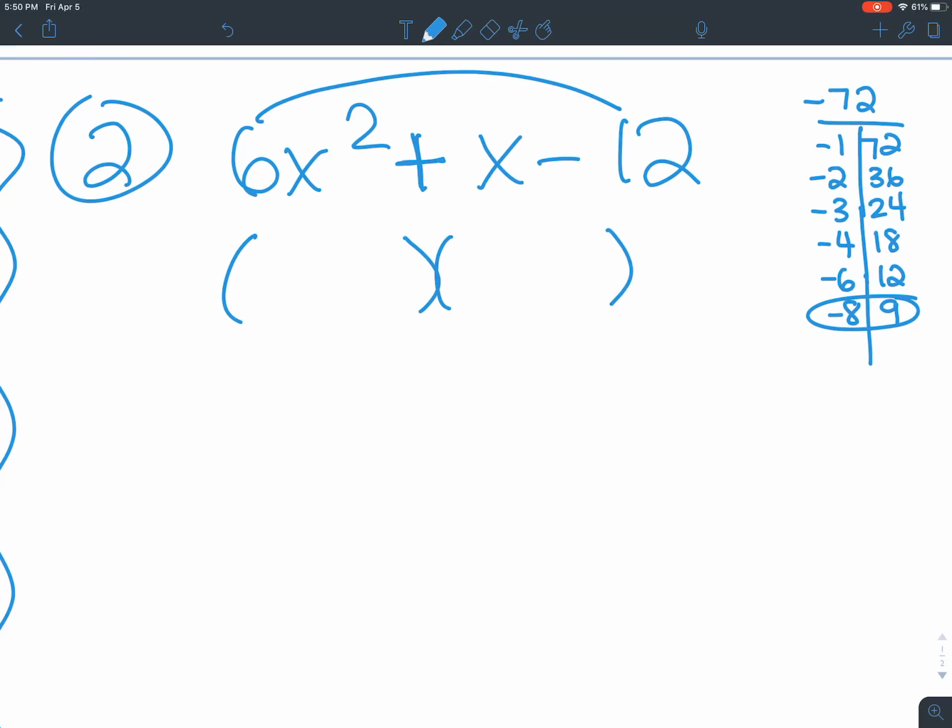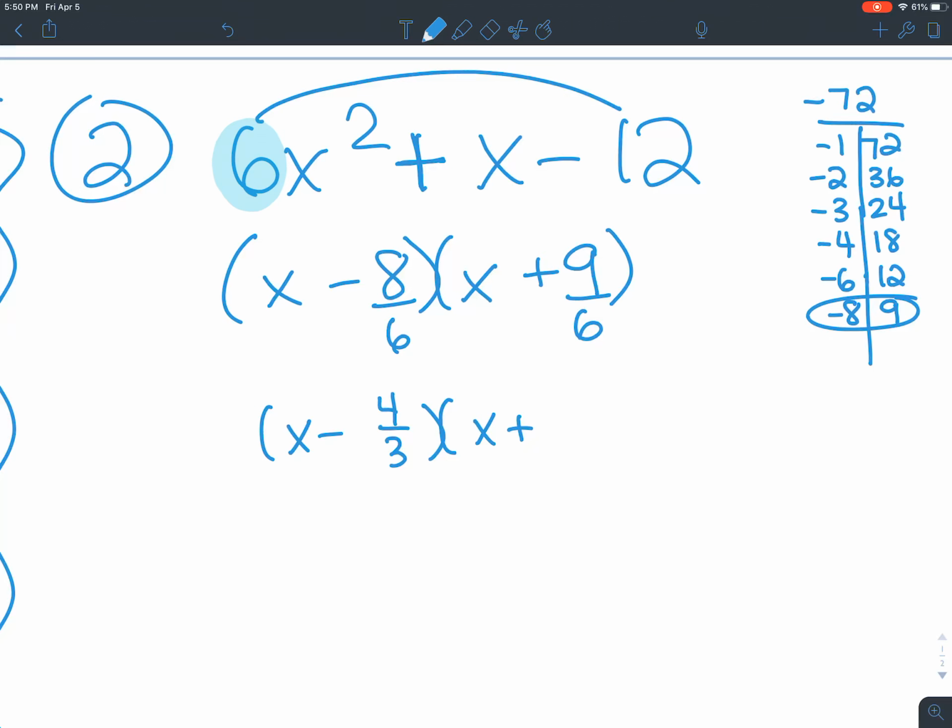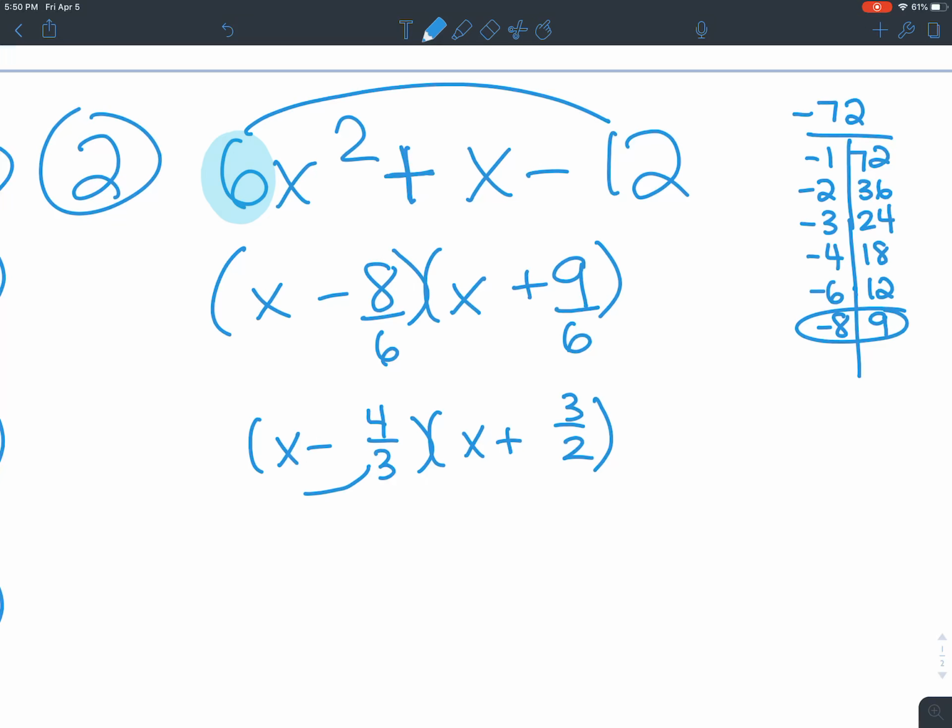Okay, so again, we start off with x times x is x squared. Put the -8 and the +9 wherever you'd like, put one of them in each side. And then we're going to take that 6, and we're going to divide both of them by 6. Now, these can each simplify to give us x minus 4/3 and x plus 3/2. But since we have fractions still, we're going to take those denominators, and we're going to move them out front.